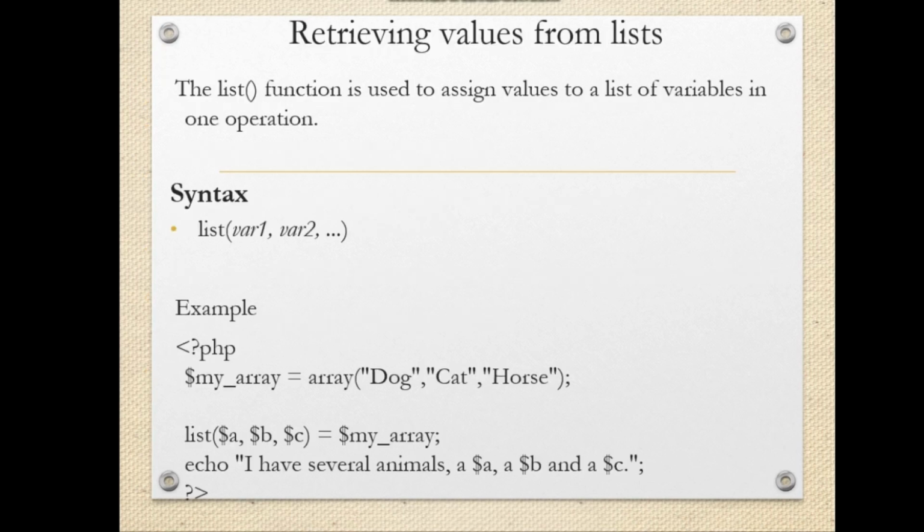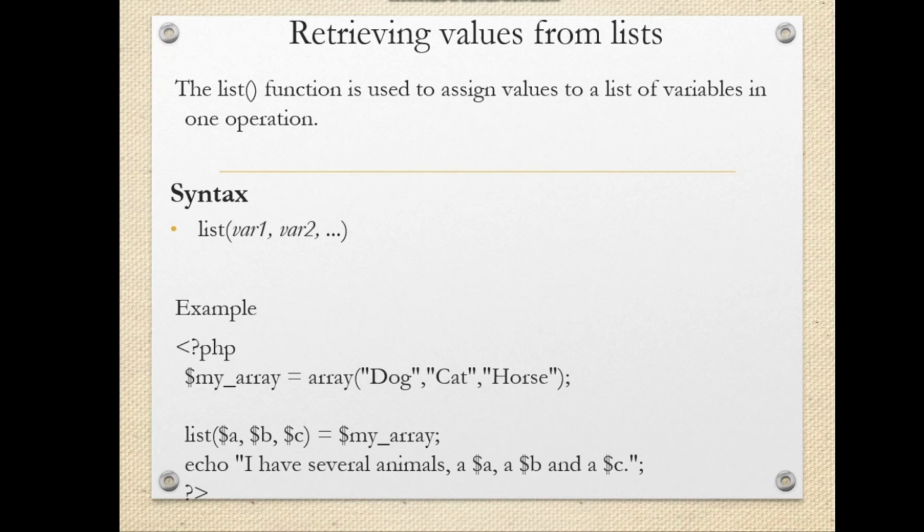The next topic we have, that is retrieving values from the list. How to retrieve value from the list? So the answer is very much clear, that by using list function we have to retrieve value from the list. The syntax is given list, and in function we can declare variables. Okay, you can have number of variables, depends upon the user. So the list function is used to assign values to a list of variables in one operation. You can see the example on the screen.